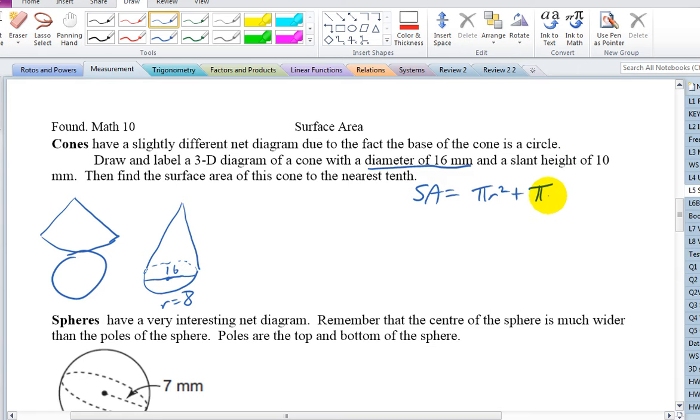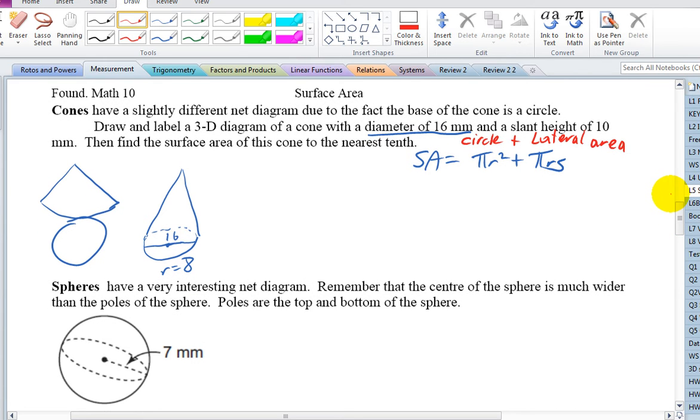Is that correct? Yeah. Now again, where do they come from? Well, this is a circle plus the lateral area. So that's what we're doing, adding those two pieces together. From the formula, you substitute in: surface area equals pi times 8 squared, which is not 8 times 2, plus pi times 8 times the slant, which is 10.